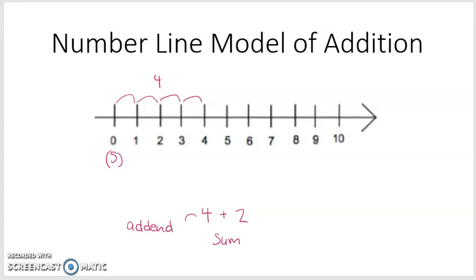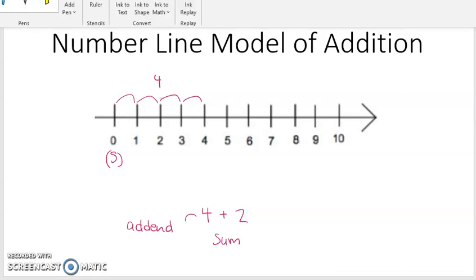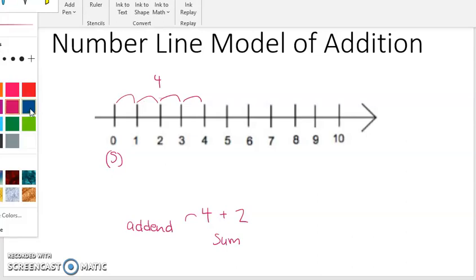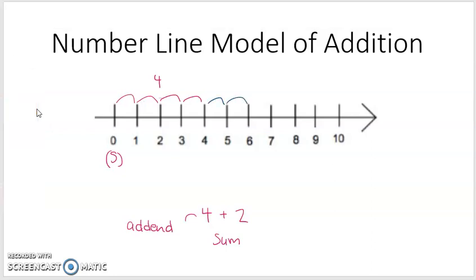Okay, now what I'm going to do is add, or continue in that way. I'm going to continue taking steps, and I'm going to take 2 more steps. So if I take 2 more steps from my 4, this is the plus 2, where you land is your sum.